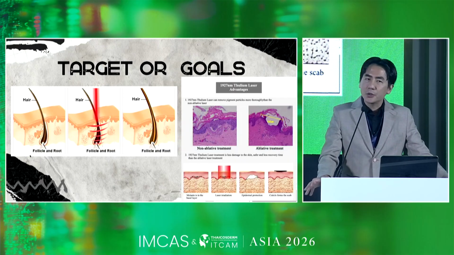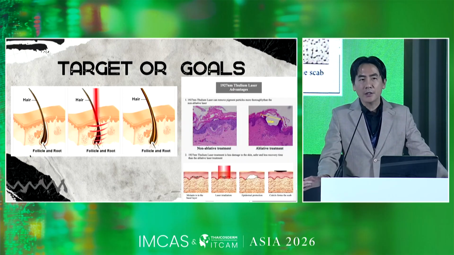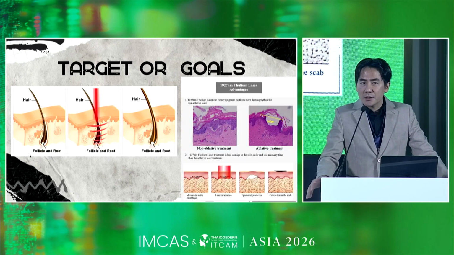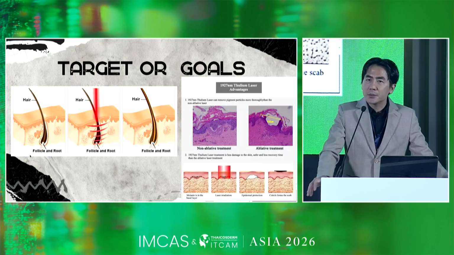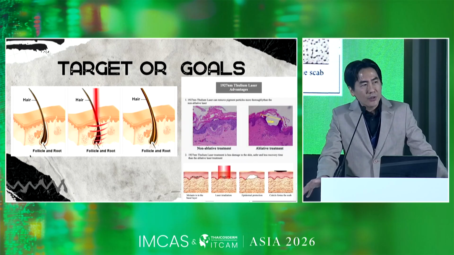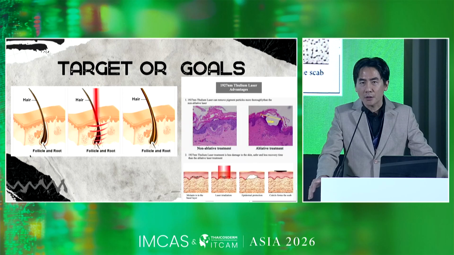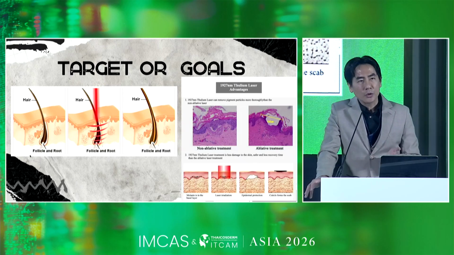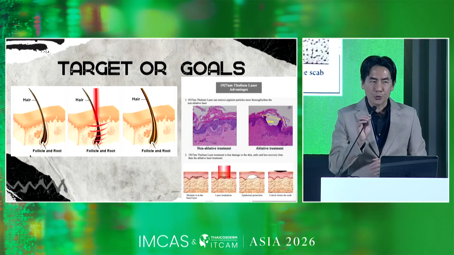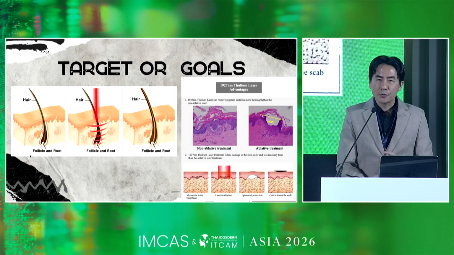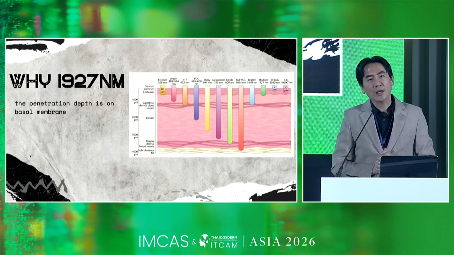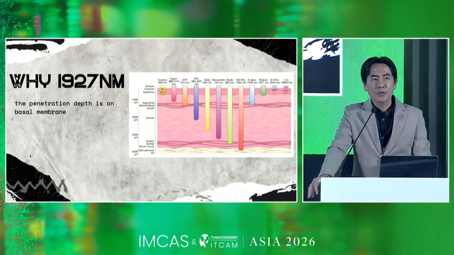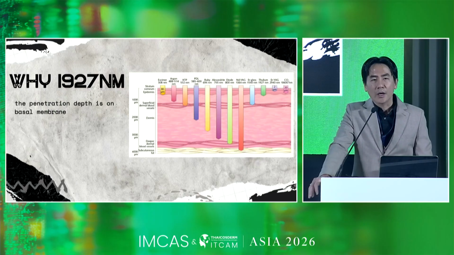So basically, from head to toe, it can treat the hair, which is our scalp area. It can be treated for pigmentation. It can be used as transepidermal drug delivery. It can be used as a depigmenting laser as well. So I know it's not a very specific laser that works for a very specific purpose, that's true, but it can work for many things. Why 1927? Because based on the penetration itself, it works on the basal membrane. Why?